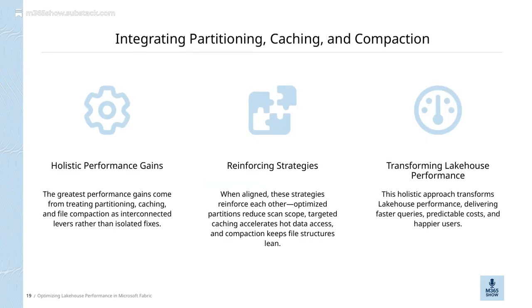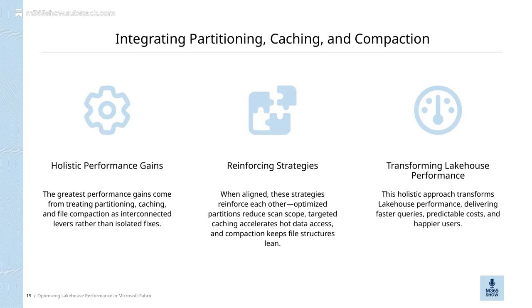Let's talk about how a holistic approach can really transform Lakehouse performance in Microsoft Fabric. When we combine these strategies, like optimizing partitions, targeted caching, and file compaction, they work together to deliver better results. Optimized partitions mean that when you run a query, the system scans only the relevant data, which speeds things up significantly. Targeted caching helps by keeping hot data readily accessible, so you don't have to fetch it repeatedly from storage. And file compaction keeps your file structures lean, reducing overhead and making data access more efficient.